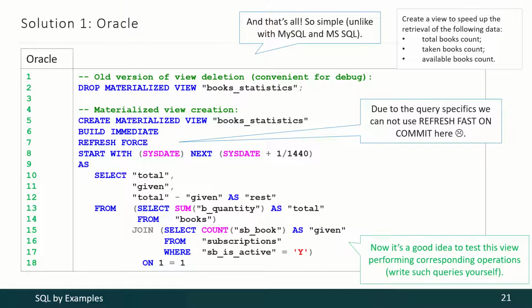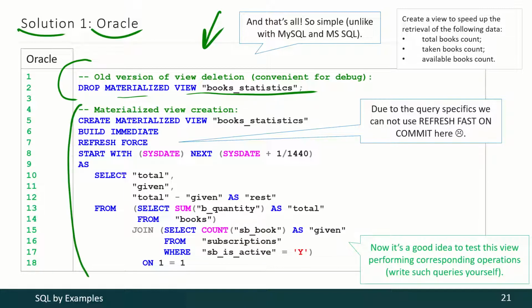And now let's see how simple the solution for this task for Oracle is. That's all, that's the whole solution. Here we only have to drop the old version of our materialized view, and then we have to create the view itself. This is the query we've already seen for MySQL and Microsoft SQL Server, and we've used that query to initialize our caching table. Here this query is the view body.